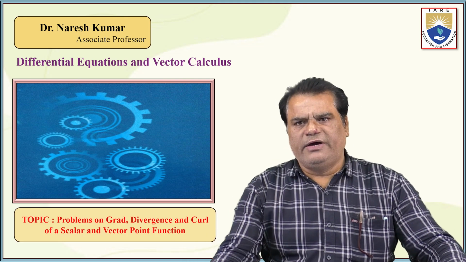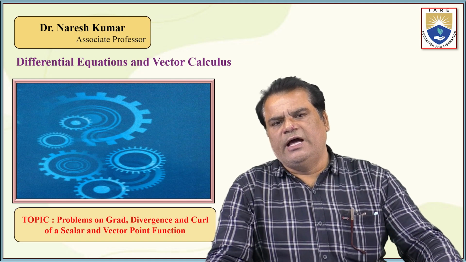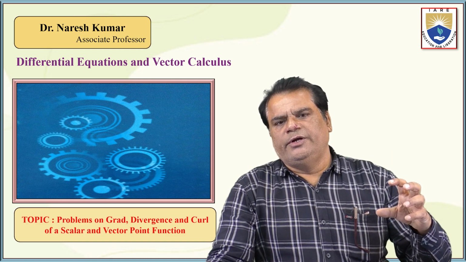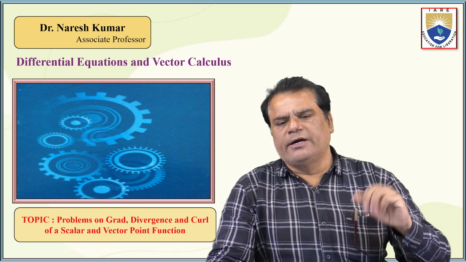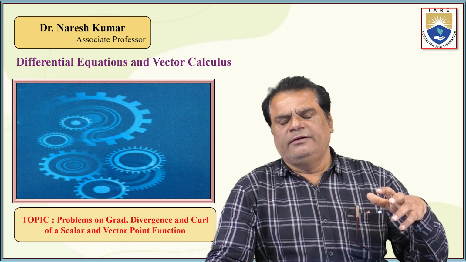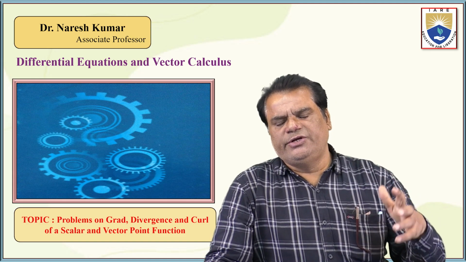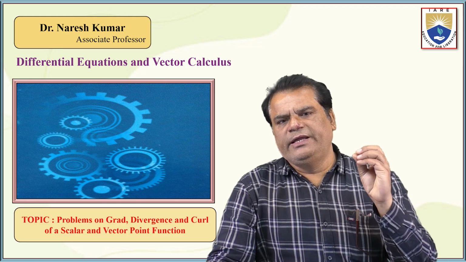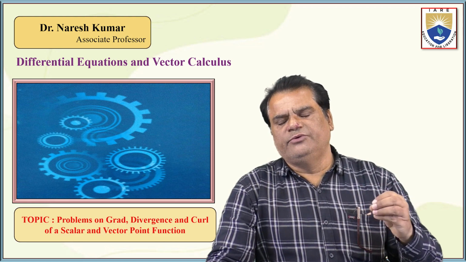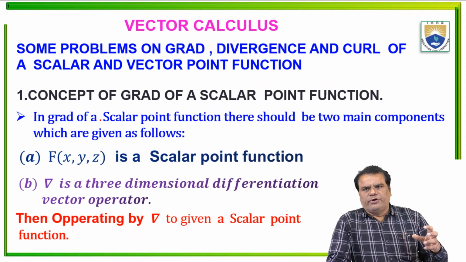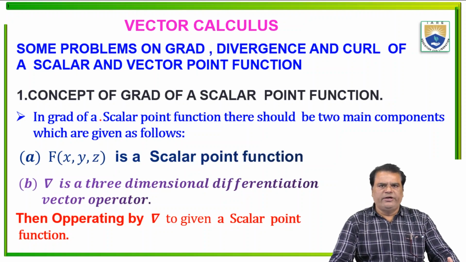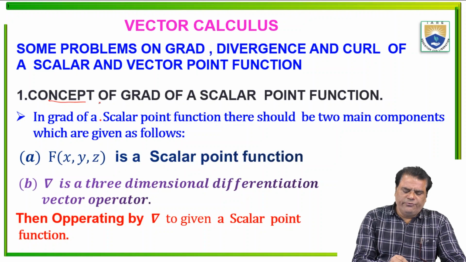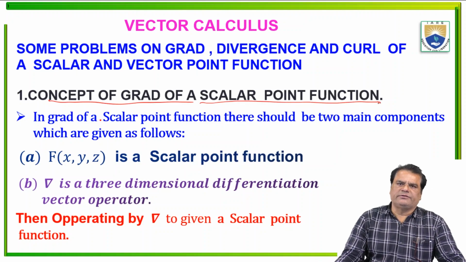So first of all, I want to discuss some definitions of grad, divergence and curl. I have already discussed these three topics in the last lecture, but I want to give a very elementary introduction here. Some problems on grad, divergence and curl of a scalar and vector point function. So point 1 is the concept of grad of a scalar point function.